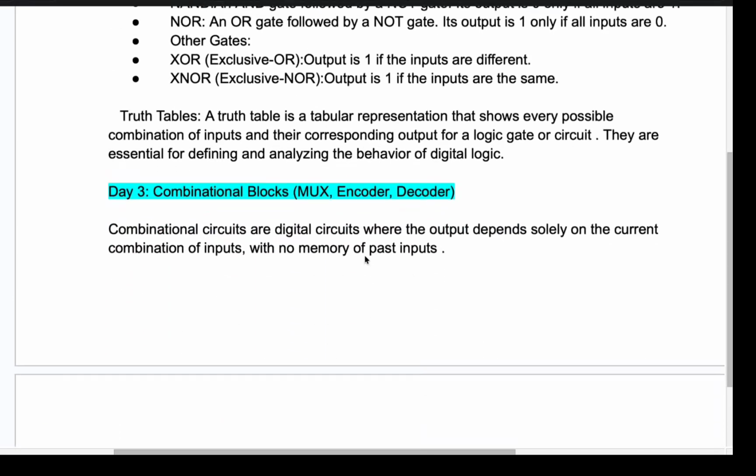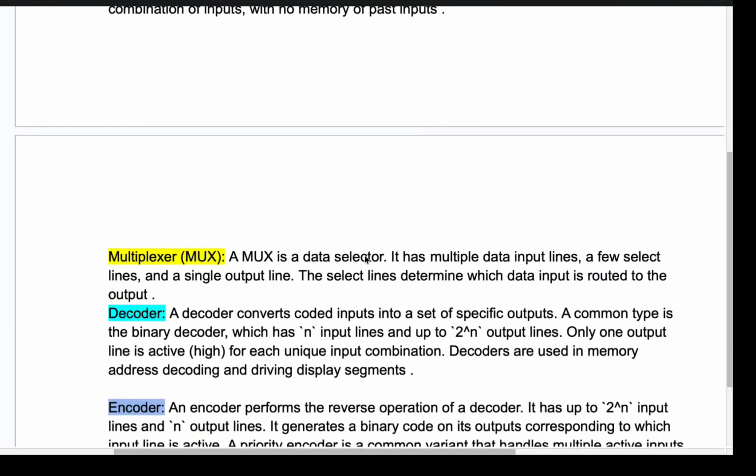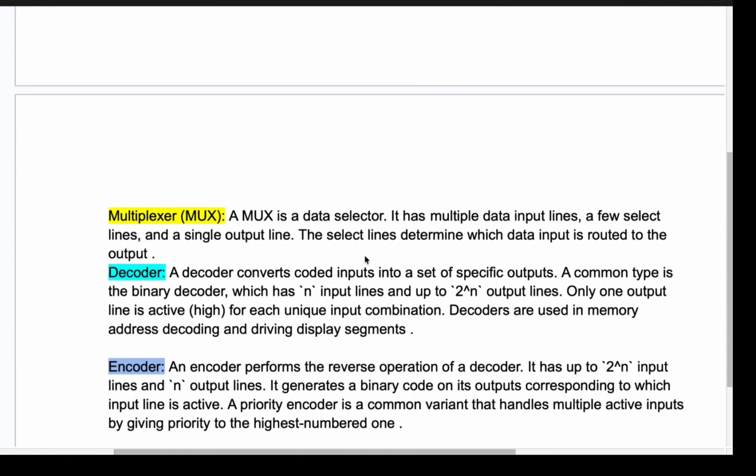And day 3, you prepare the combinational blocks. What do we have: multiplexers, encoders, decoders. You should prepare these concepts also. In multiplexers we have different kinds, 2 into 1, 4 into 1, 16 into 1. You can prepare the multiplexer concept also, and then the decoders and encoders.